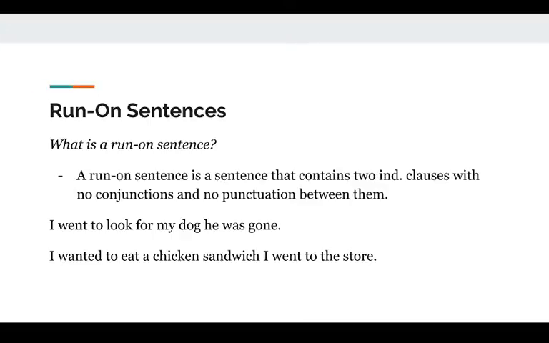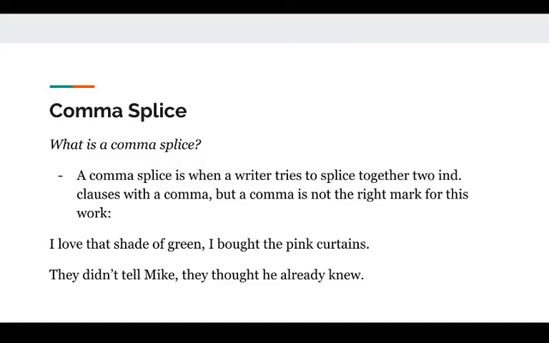So it would be, I went to look for my dog he was gone. I wanted to eat a chicken sandwich I went to the store. Yeah, that kind of explains why these sentences don't work, because they don't really make sense when you read them out loud. I'm going to be going over what the correct form of the sentence is going to be in a later slide after I discuss comma splices.